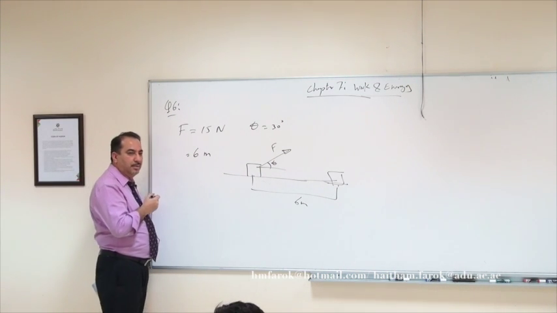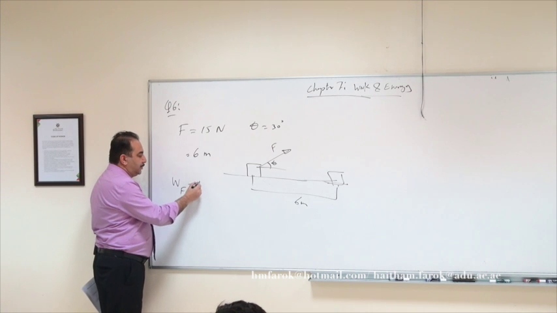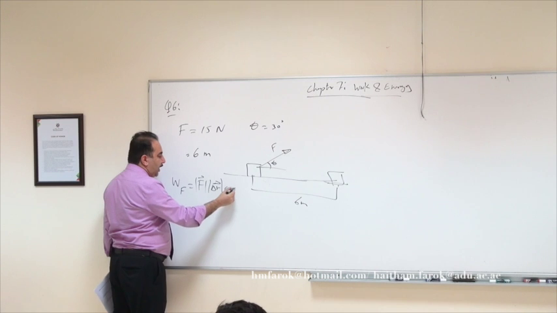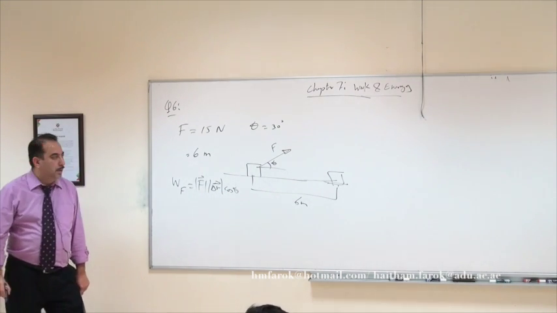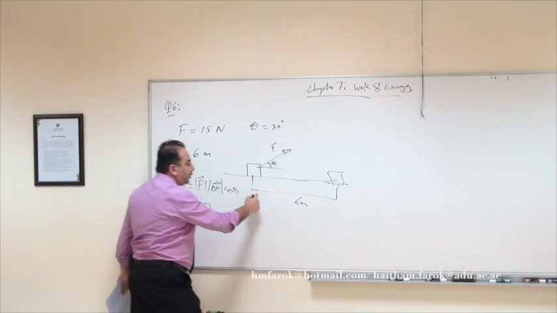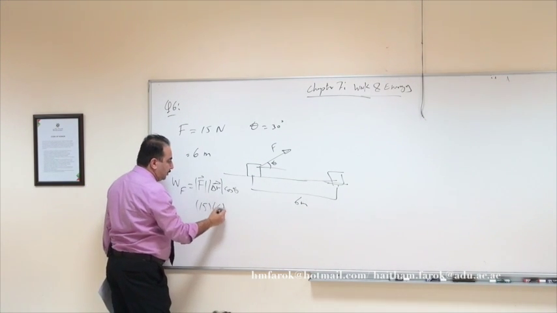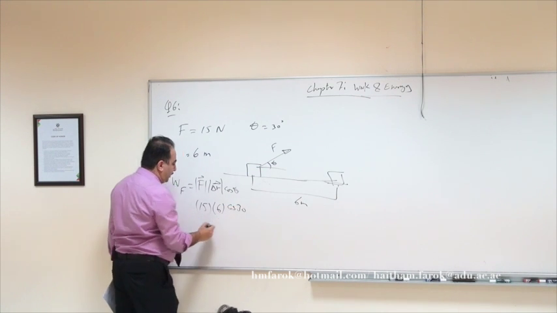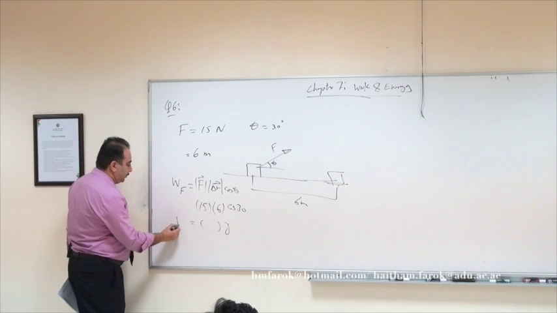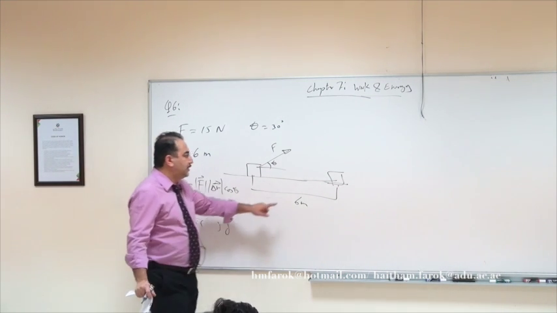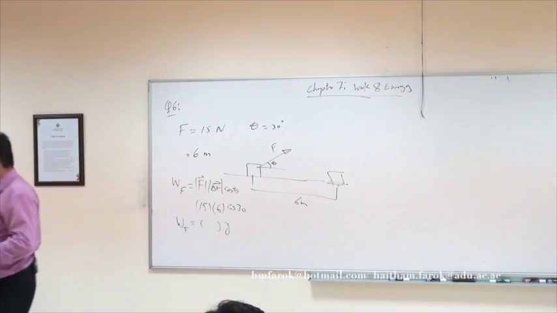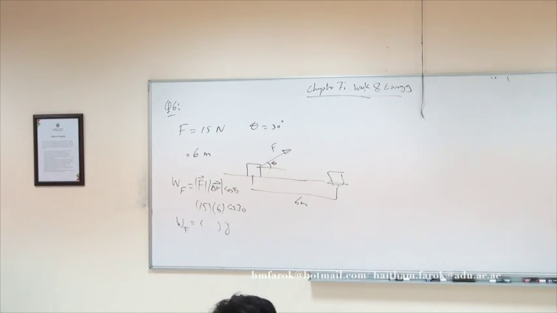To find work, we need the force magnitude, displacement magnitude, cosine, the angle between them. Here, magnitude, 15. Displacement, 6 meters. Cosine, 30. It gives you the work in joules. So this is just a warm-up question, standard question. How to apply force, displacement, and cosine, the angle between them.